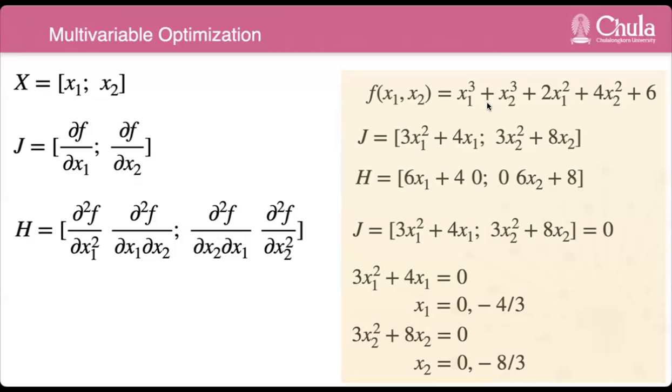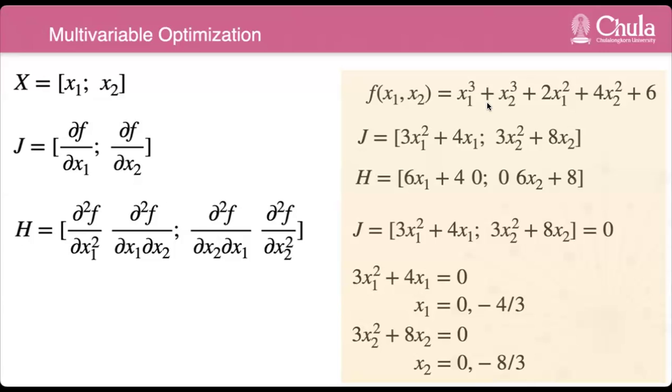What about the Jacobian? The Jacobian is straightforward. You take the partial derivative of this function f with respect to x1, right? From x1 cubed it becomes 3x1 squared, okay? And from x2 cubed it becomes 0, right? And the next term, from 2x1 squared, becomes 4x1, okay?